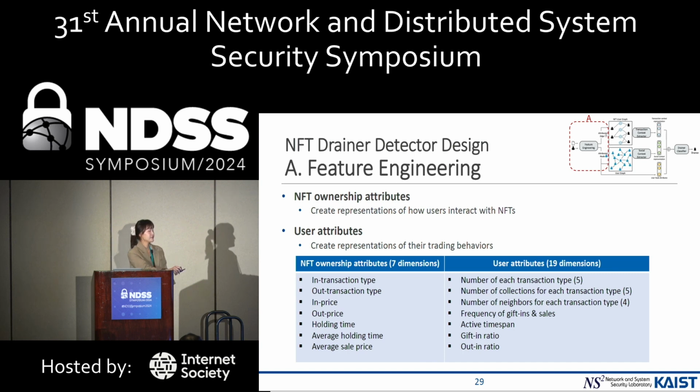First, we create NFT ownership attributes that represent how users interact with NFTs. We use the following 7 features, including how a user gets an NFT and how long the user holds an NFT. Also, we create user attributes that represent the basic trading information of each user. We use the following 19 features, including frequency of gift and active time span.